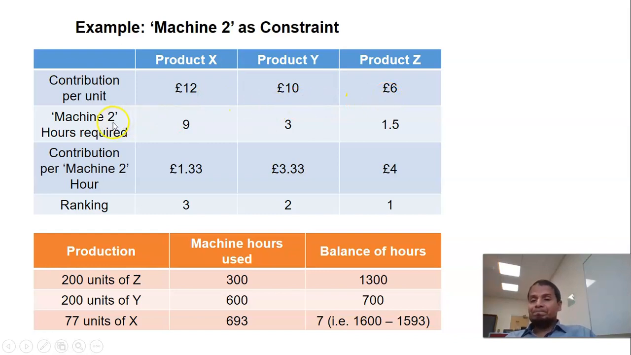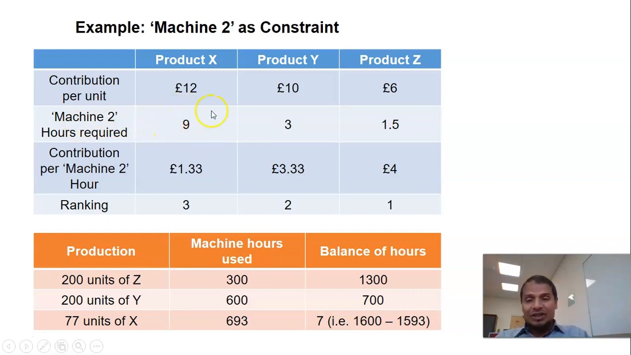Next, machine 2 is our bottleneck. So how many hours do we need for the products? How many hours should product X be processed in machine 2? How many hours should product Y be processed in machine 2? How many hours should product Z be processed in machine 2? These hours are also given in the question, as machine 2 is the bottleneck resource.